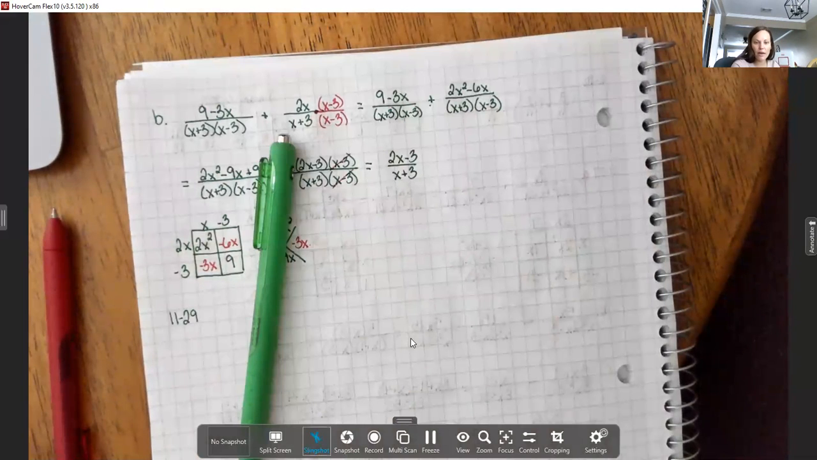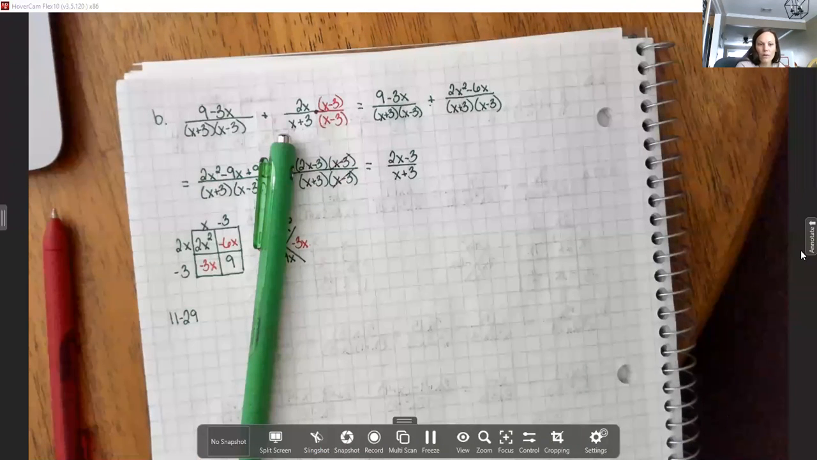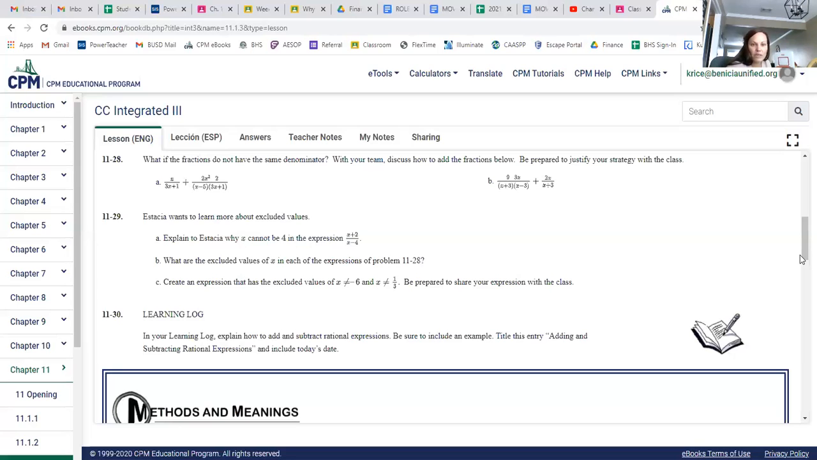All right, and then last problem, 29. It says Astacia wants to learn more about excluded values. So remember, excluded values are what x is not allowed to be. So on part A, explain to Astacia why x cannot be 4 in the expression x plus 2 divided by x minus 4. So we want to know why x can't be 4.